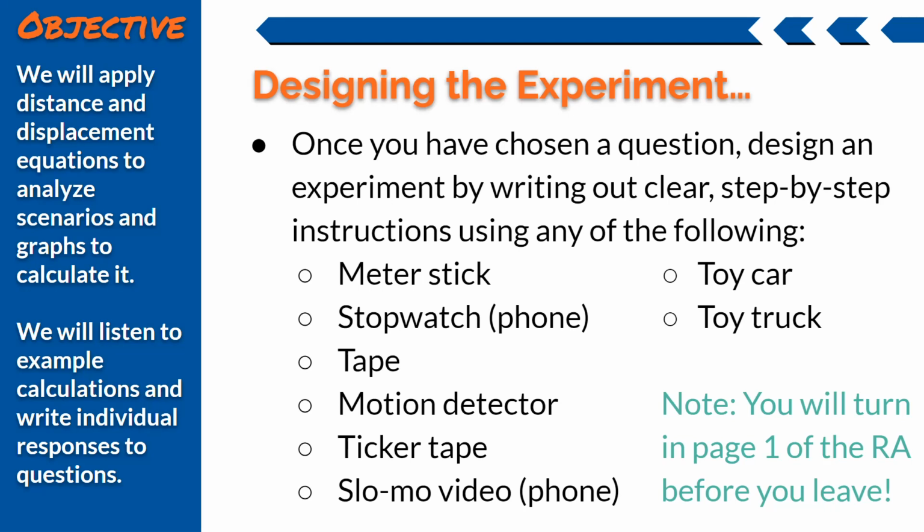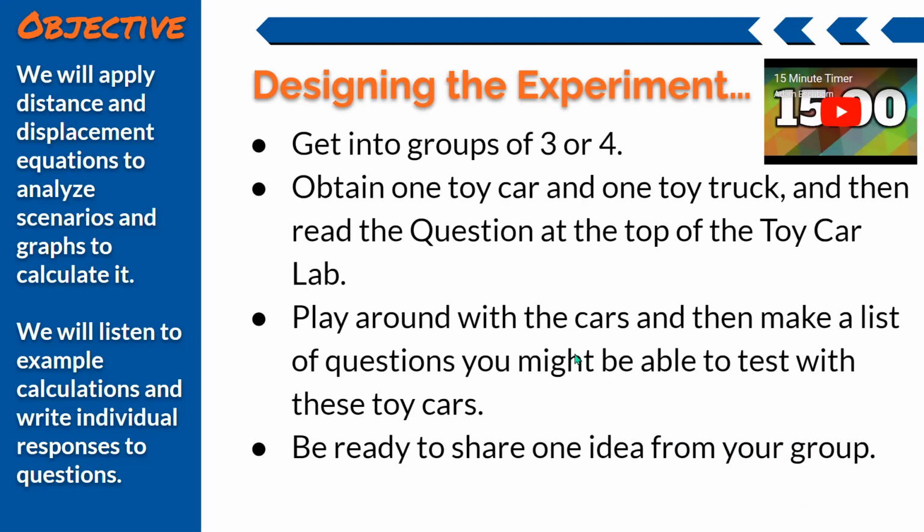Well, ticker tape, you attach it to something that's moving and it just pulls the tape and makes dots as it pulls it. Okay, slow motion video if you want to use your phone for that, and then of course the toy car and toy truck. So keep that in mind as you're thinking about different questions that you could test, and they have to be testable in this room. I'm going to ask you guys to share in just a moment. So I'm going to come around, pass out some materials, let you guys have a discussion at your table, and think of things that you might be able to test with these materials, and then we'll share some ideas, whole group, and come up with things that we could actually test that would be good tests to do in this room.